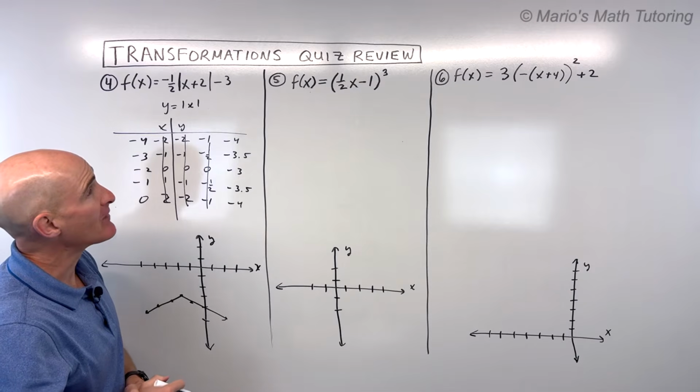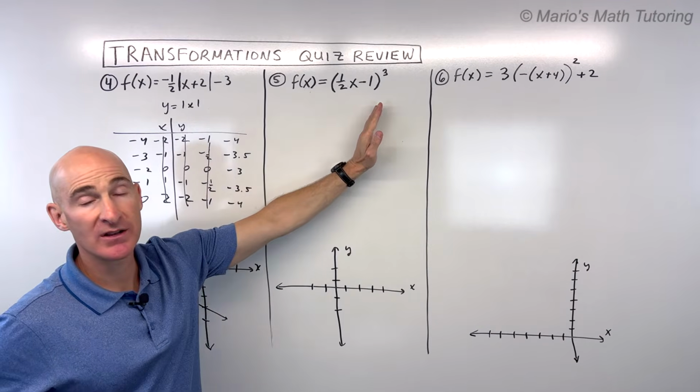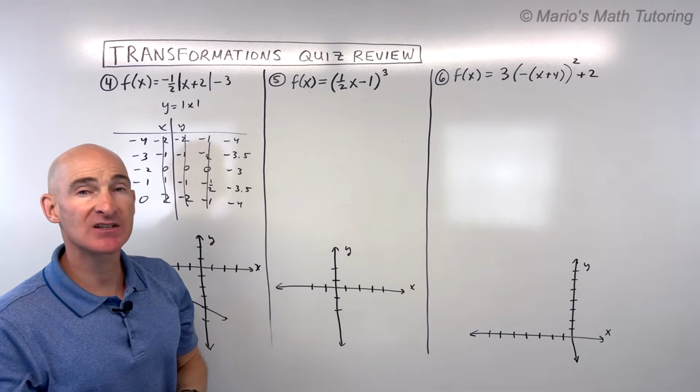So for number 5 now, what did you get for this one? Describe the order of transformations, then get a sketch of the graph.